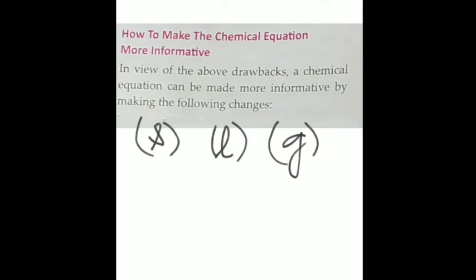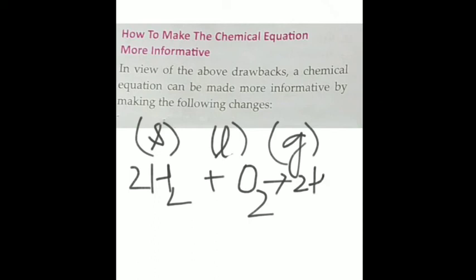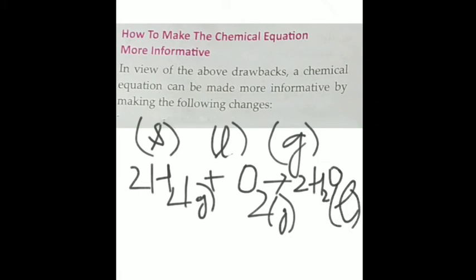For instance, the reaction 2H2 plus O2 gives you 2H2O. Now hydrogen and oxygen both are gases, so you write in the bracket small g, and water is of course a liquid, so you can mention it in the form of a small l.